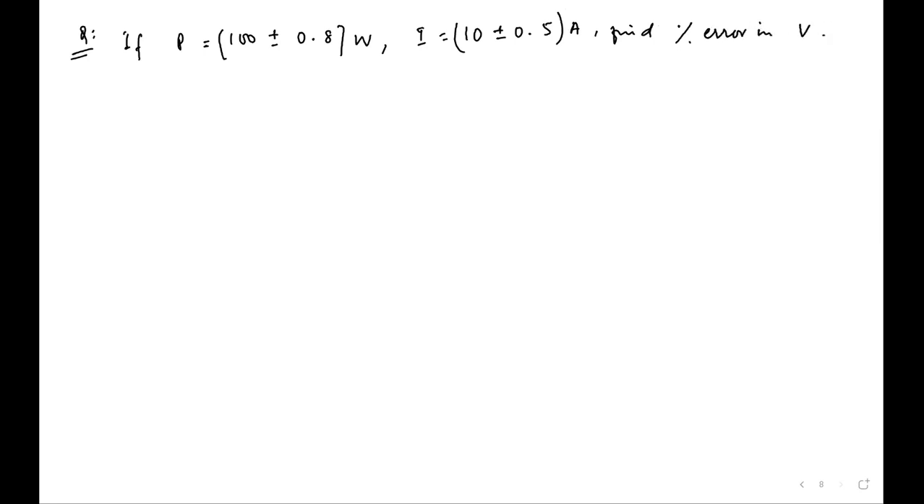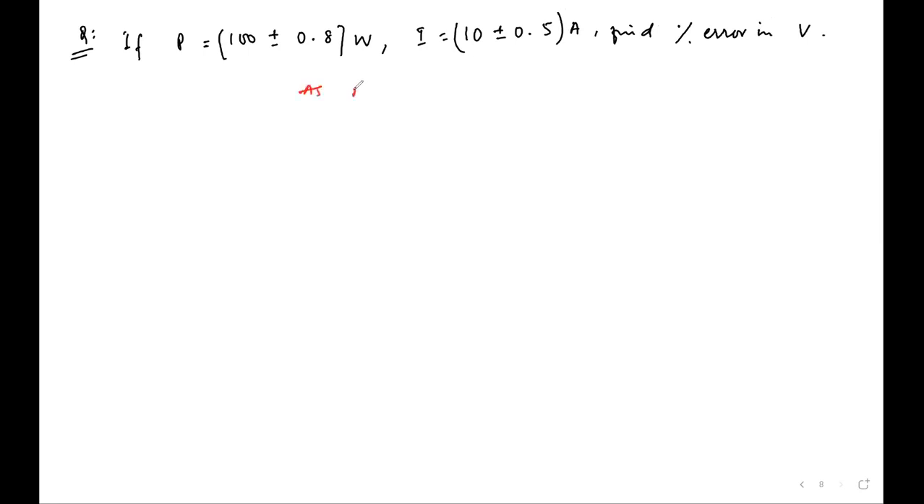If power is equal to 100 plus minus 0.8 watt, current is equal to 10 plus minus 0.5 ampere. Find the percentage error in voltage.